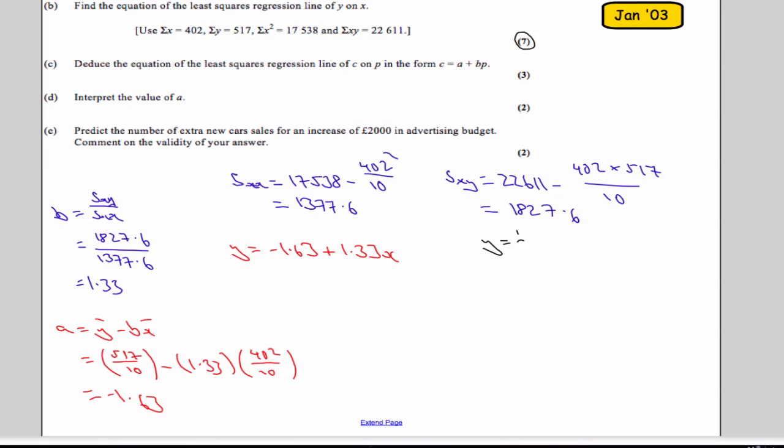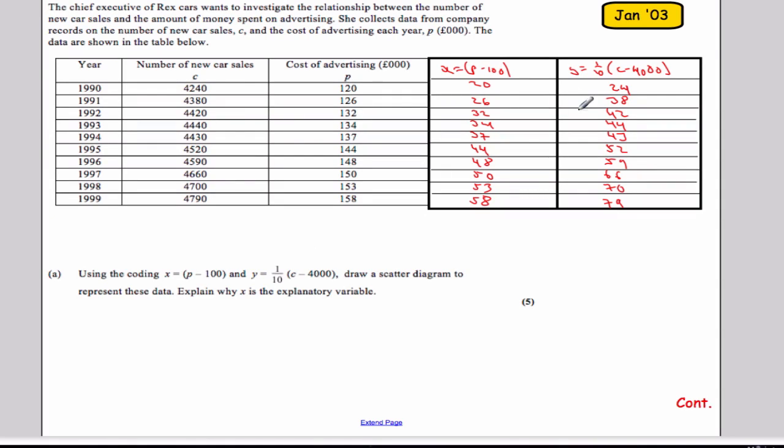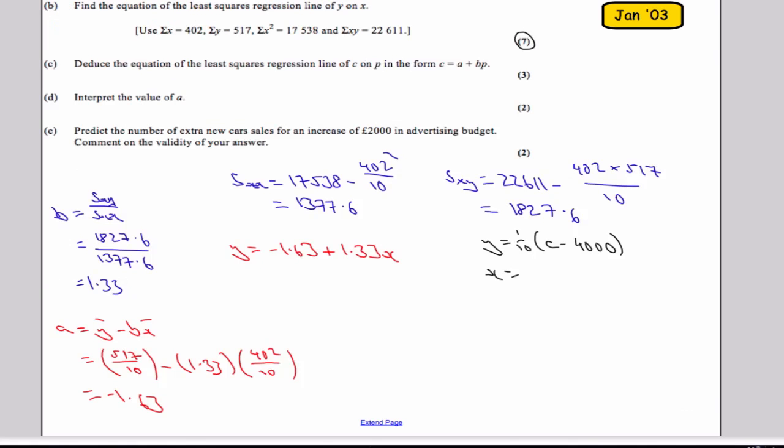Y was equal to 1 over 10 times C minus 4,000, and X was equal to P minus 100. Right, so wherever I have an X, I'm going to substitute in P minus 100. Wherever I have a Y, I'm going to put 1 over 10 times C minus 4,000. So it's a bit of changing the subject.